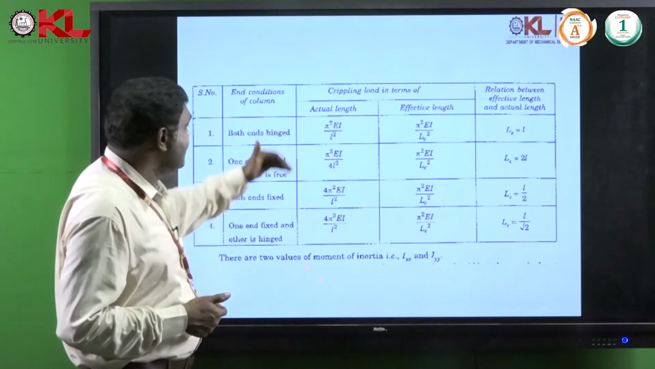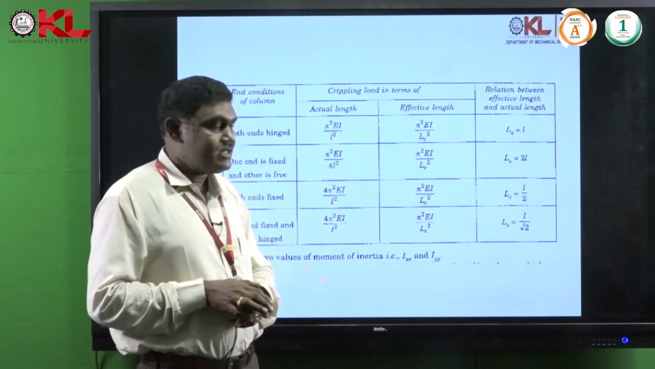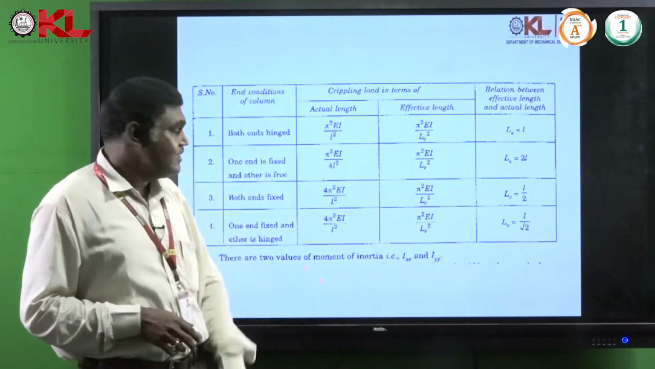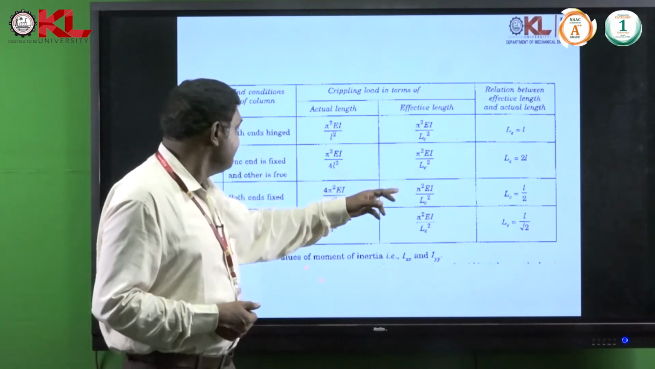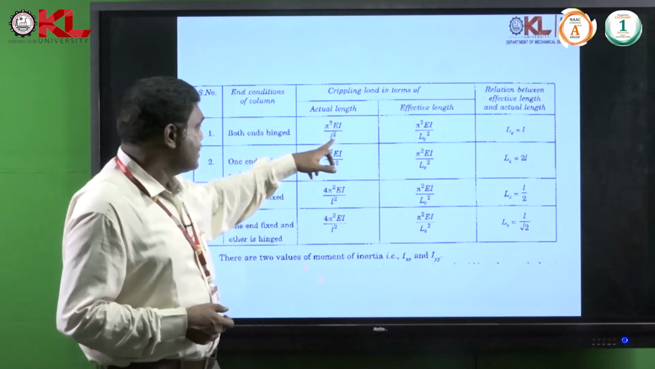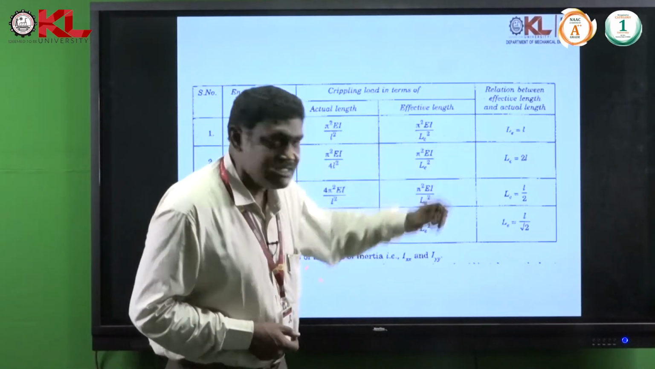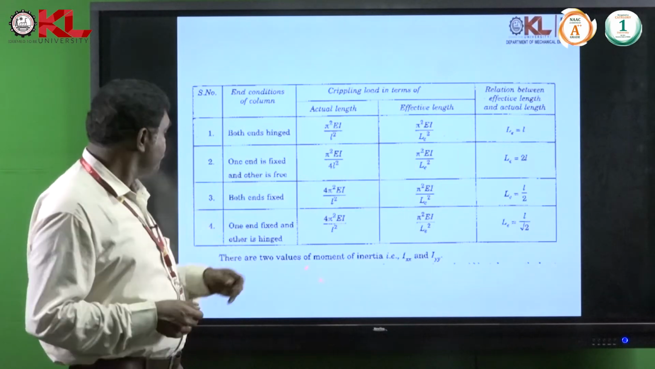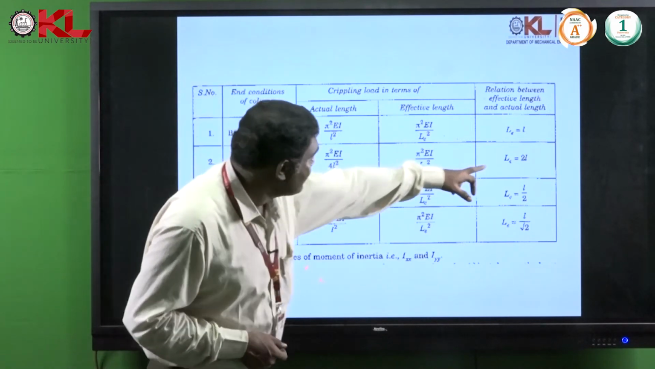In each case the crippling load is given in terms of the actual length and the effective length, and the last column gives the effective length. When both ends are hinged, the load is pi square E I by L square, which is pi square E I by the effective length, where the effective length is equal to L. In the second case, one end fixed and the other free, the load is pi square E I by 4 L square, whereas the effective length is equal to 2L.